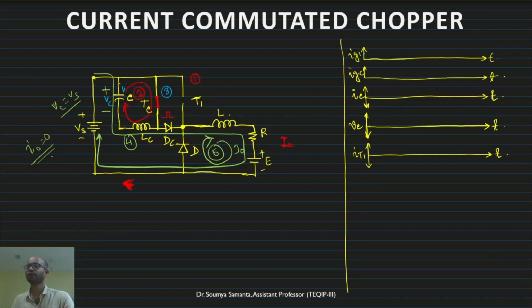So let us first see: initially the capacitor is fully charged. Whenever we are applying Ig here, there are two portions. This is IG1 and IGC. IG1 is the gate current for turning on T1, and we apply IGC for turning off T1.